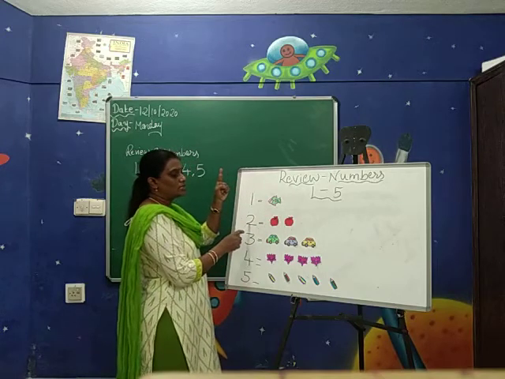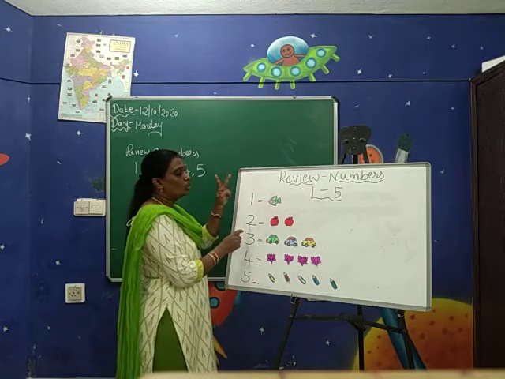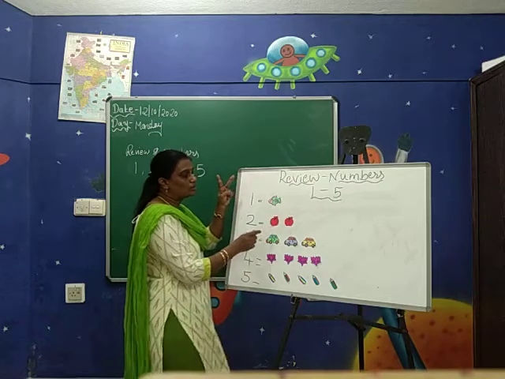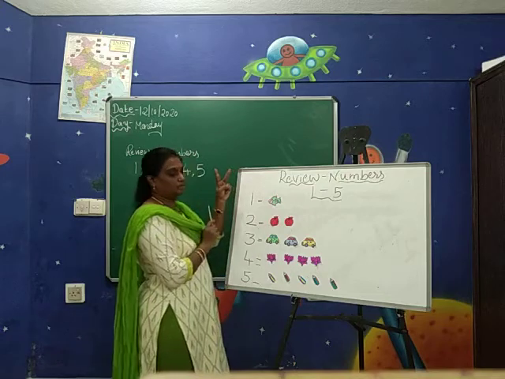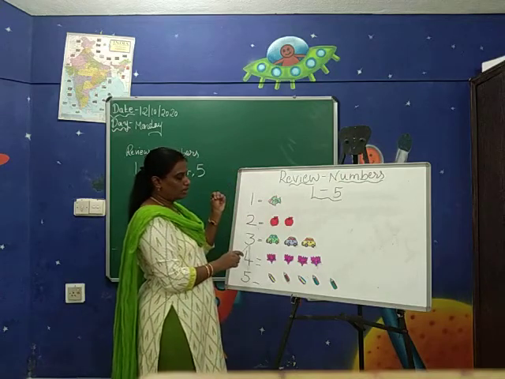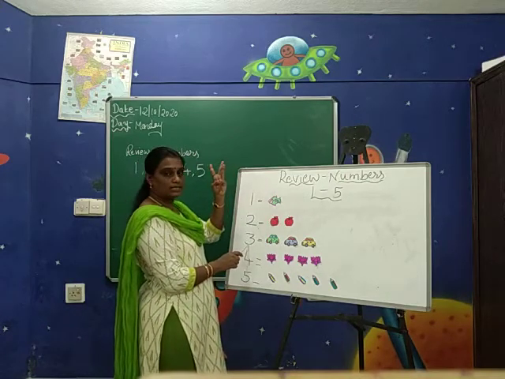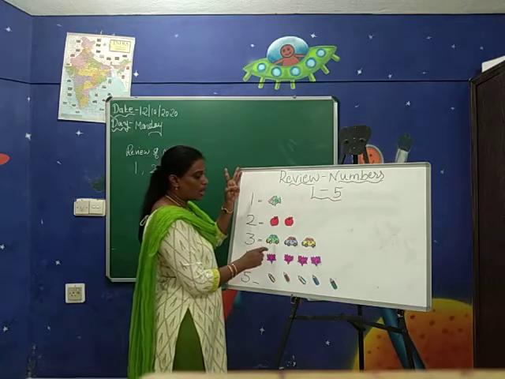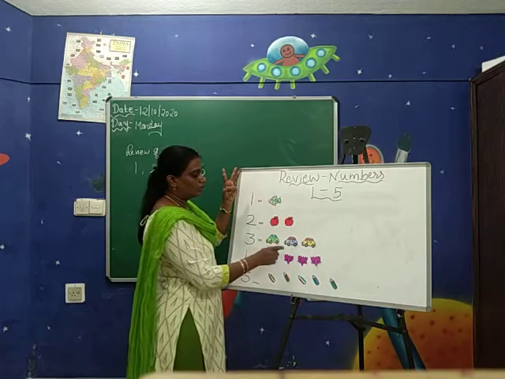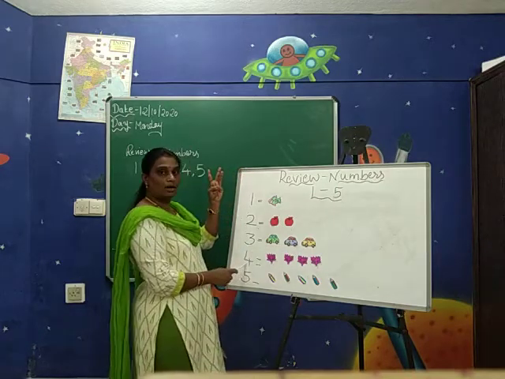Next, what is this? This is number 2. 2 for 2 apples. Count 1, 2. I have here a picture of 2 apples. Next, what is this number? 3. This is number 3. 3 for 3 cards. Count 1, 2, 3. Next, what is this number?